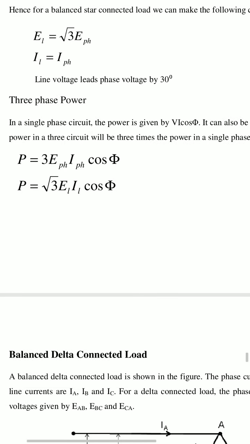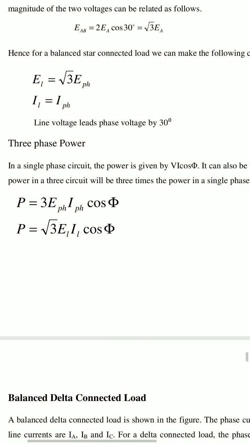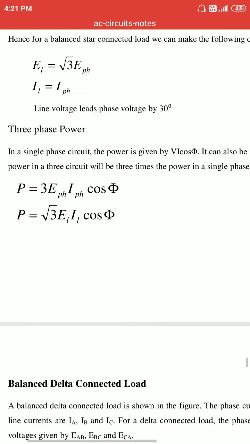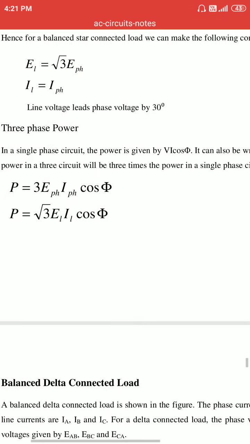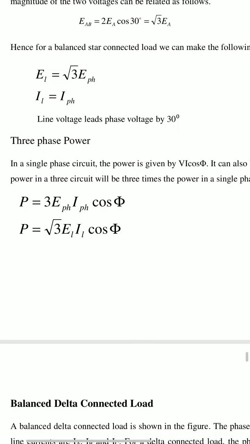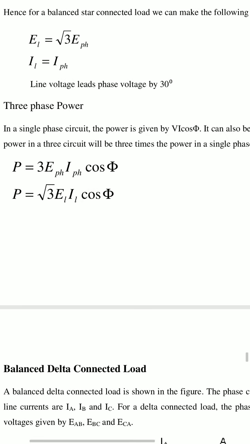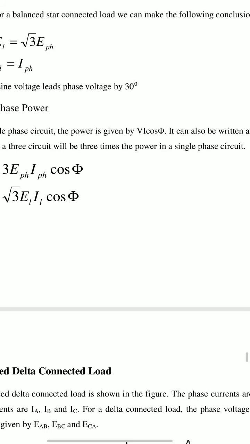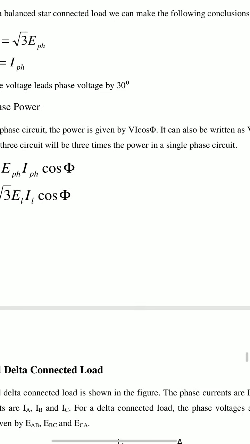Here, three phase power. In a single phase circuit, power is given by P equals VI cos phi.